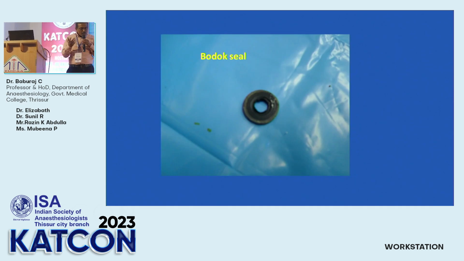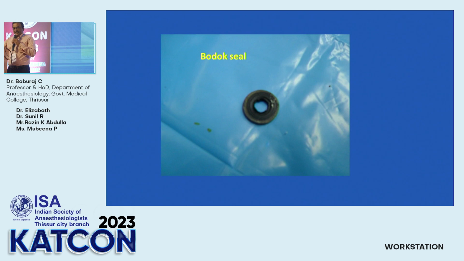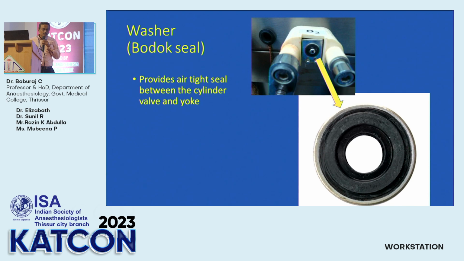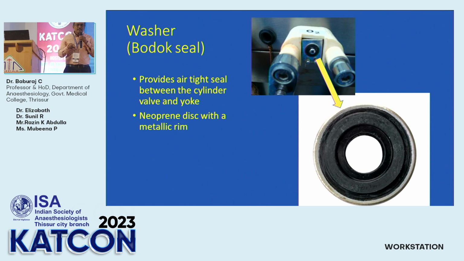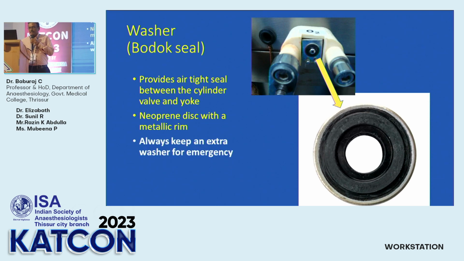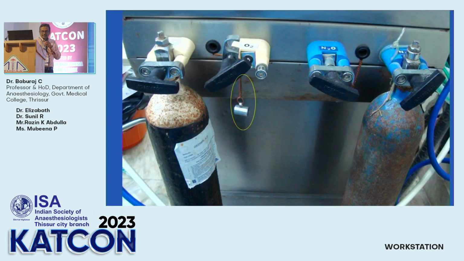Now what is the importance of the Bodok seal? See, if the Bodok seal is broken, you cannot use the machine with a particular cylinder. So always keep a spare Bodok seal. The function of the Bodok seal is that it makes a nitrate seal between the cylinder valve and the yoke. It is a neoprene disc. What's the purpose of the metal around it? If there is no metal, when the pressure increases, it will just break or burst. So the metal will prevent that. Always keep an extra washer for emergency. Never put two washers, because that is going to nullify the pin index system.